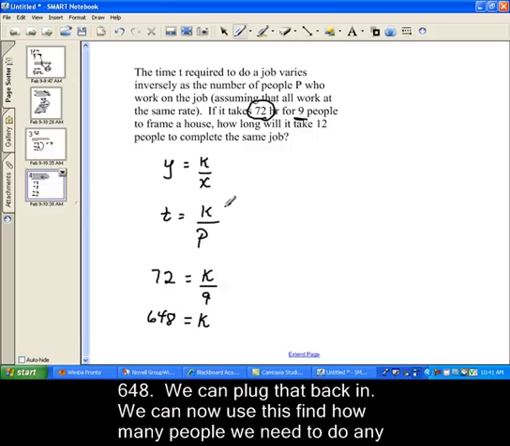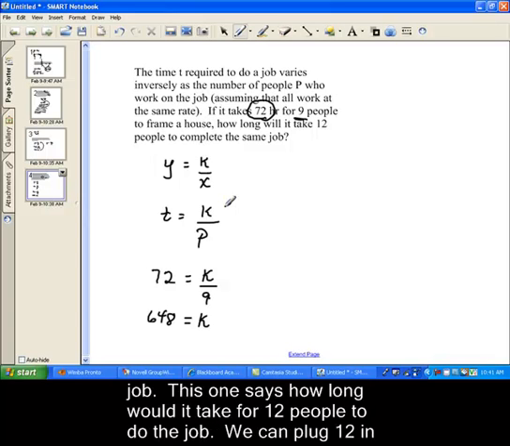Now we have a constant, and we can plug it back in, and we can actually use this to find out any time we have the time, we can determine how many people it would take to do the job. So, this would be an application that you might need if you knew that you had so many hours to do a job and you need to find out how many people you had to hire to do the job.